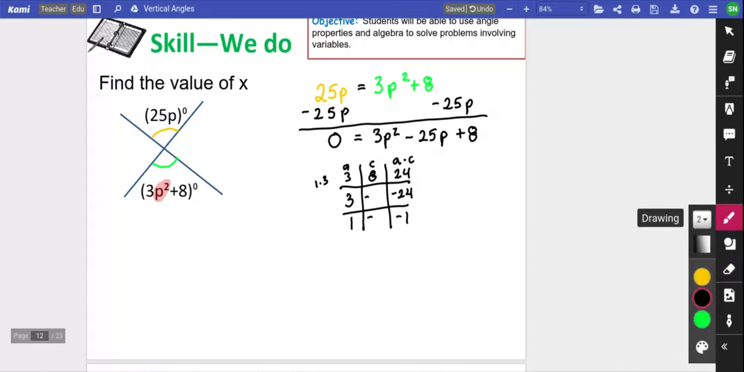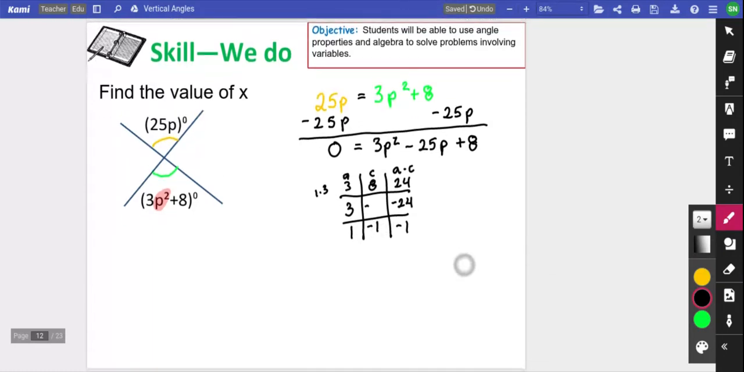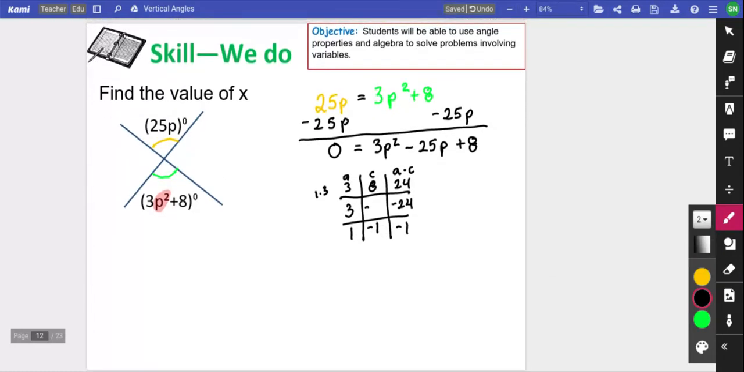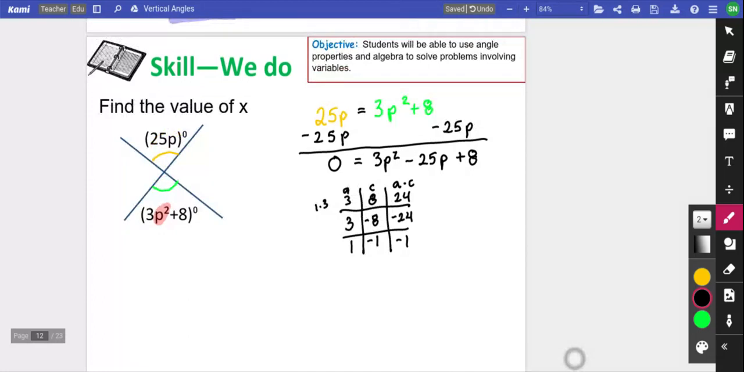Here's 1. Now, to fill out the bottom row, 1 times negative 1 gives me that negative 1 on the right. Middle row, 3 times negative 8 gives me the negative 24 on the right. I add the variable here, and now here are my two factors: p minus 8, and the other one is 3p minus 1.